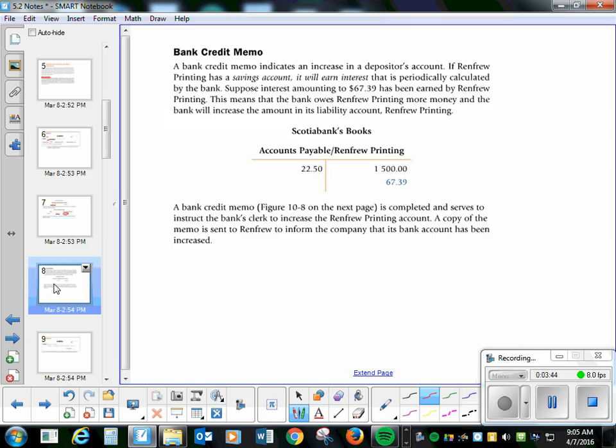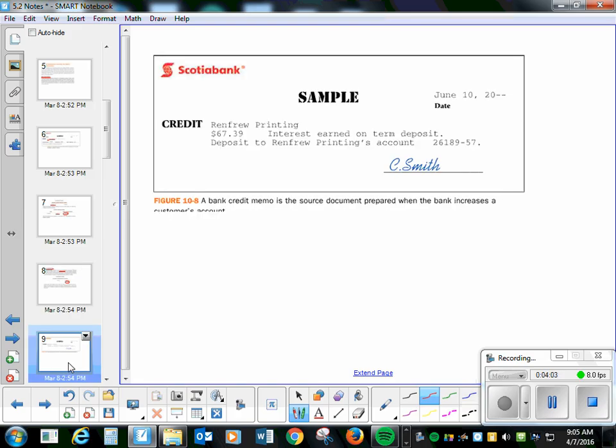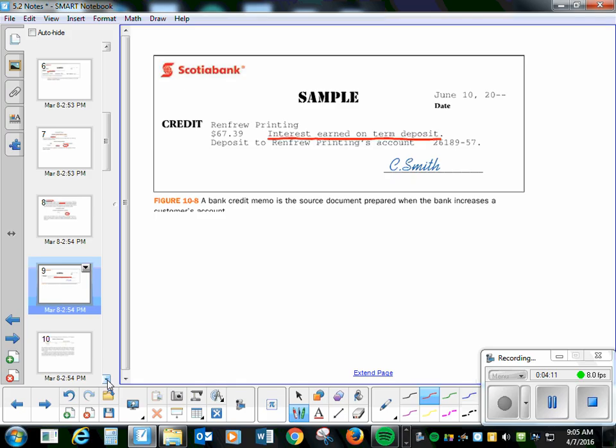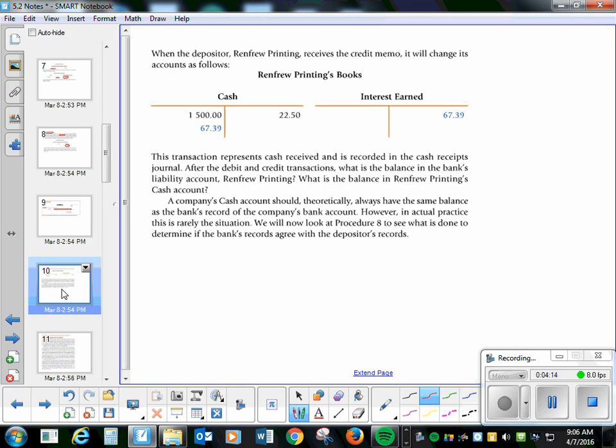There's also something called a bank credit memo. The bank sometimes automatically puts money into your account, and this is usually because of interest earned. So Scotiabank's books would look like this. It would be a credit of $67.39. And it would be a credit memo that would look like this, saying we are depositing money in because of interest earned, and how are they earning it? On a term deposit. Renfrew's books would look like this because they're receiving cash, and it would go to interest earned, which is a revenue, and we know that revenue accounts have a normal credit balance.